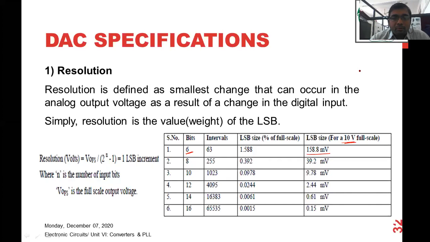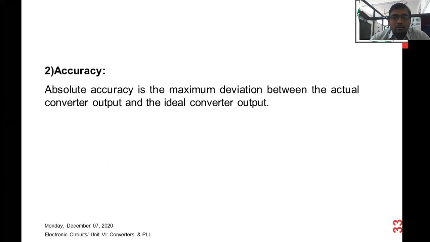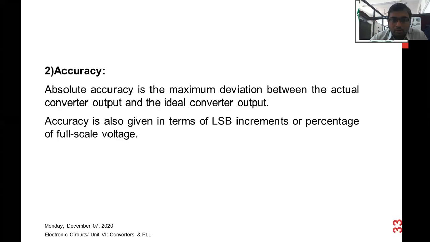The second specification is accuracy. Here we talk about absolute accuracy. Absolute accuracy is the maximum deviation between the actual converter output and the ideal converter output. Accuracy is also given in terms of LSB increments or percentage of full scale voltage.